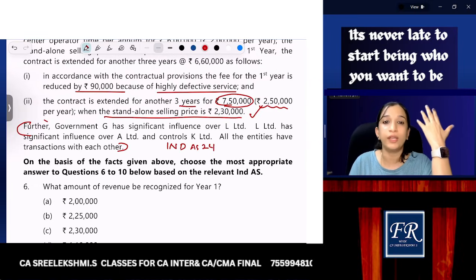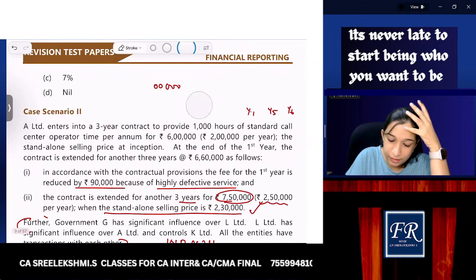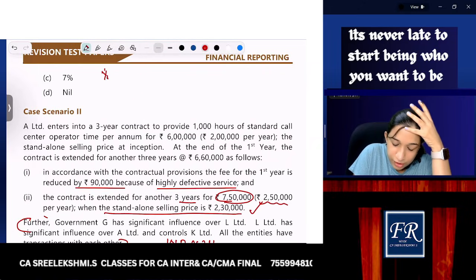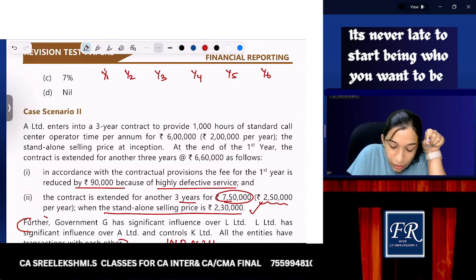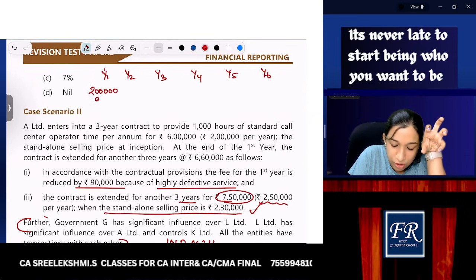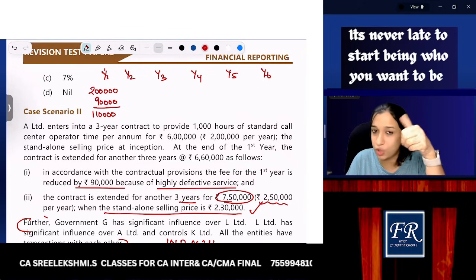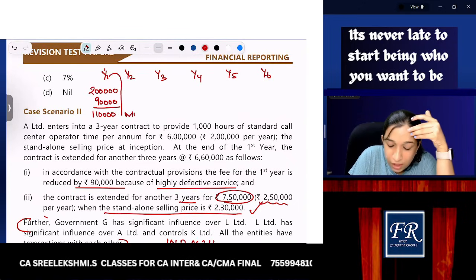So what is the accounting to be done in the first case? So there is year 1, year 2, year 3, year 4, year 5, year 6. First year you have already discharged your performance obligation and you can recognize a revenue of 2 lakh. But because of highly defective service, 90,000 is to be reduced. So 1,10,000 is the revenue that can be recognized. Now at the end of year 1, the contract is modified.